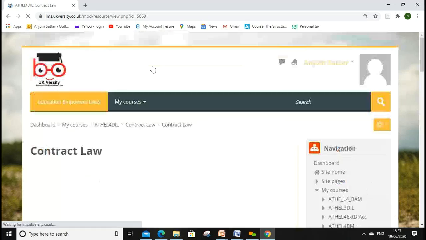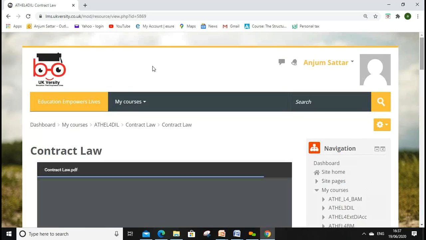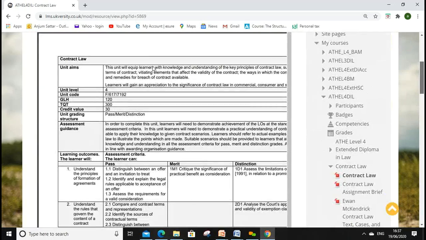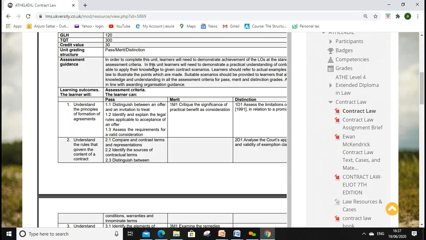So today's lesson, of course, will be on LO5. So we'll take a quick look at our course content. Lesson 1 was the principal formation of agreement, and we went through 3 assessment criteria: 1 pass, 1 merit and 1 distinction. We discussed the legal rules, offer and acceptance, what valid considerations are, and what is meant by consideration. So those we discussed in lesson 1.